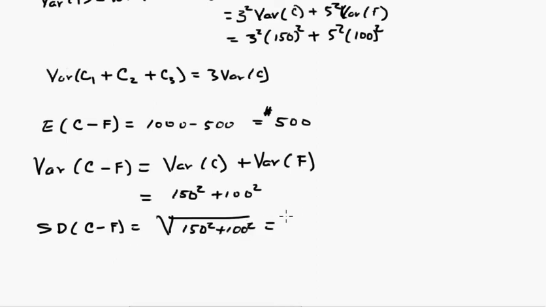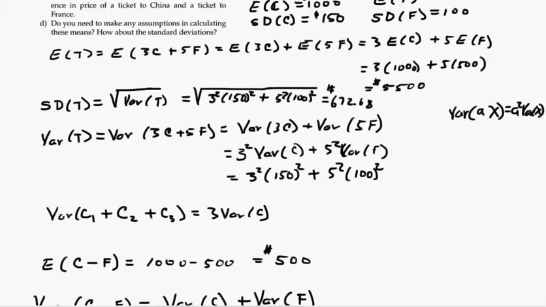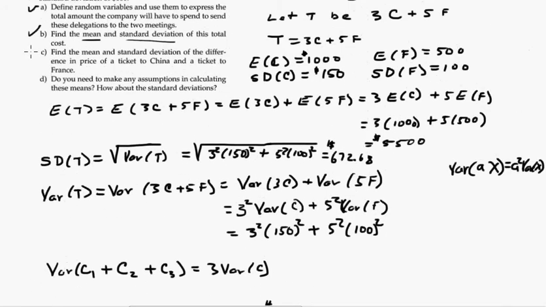Okay, and then just make sure that you don't do this. Don't do this. Please don't do that. That doesn't work. You have to square these numbers and add them and then take the square root. Okay, and then you should get 180.28. Okay, and then that's C, and then D.